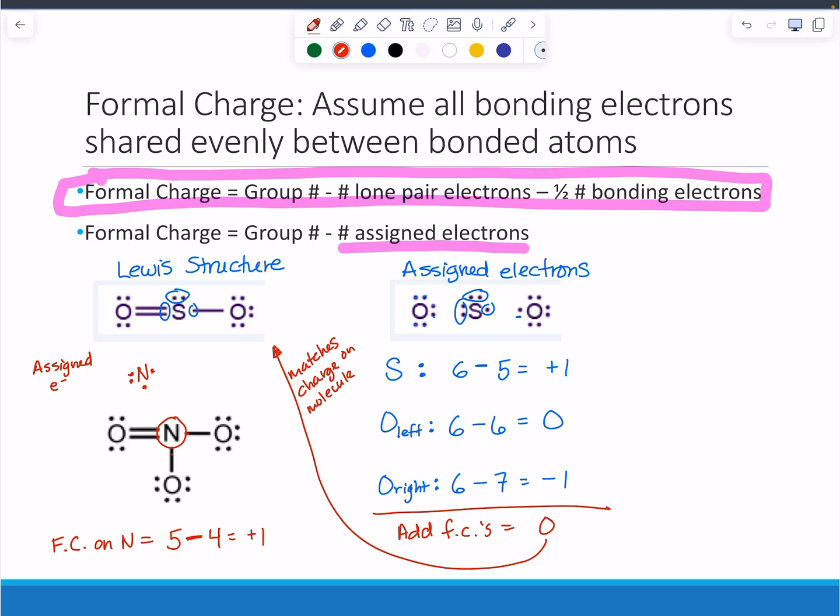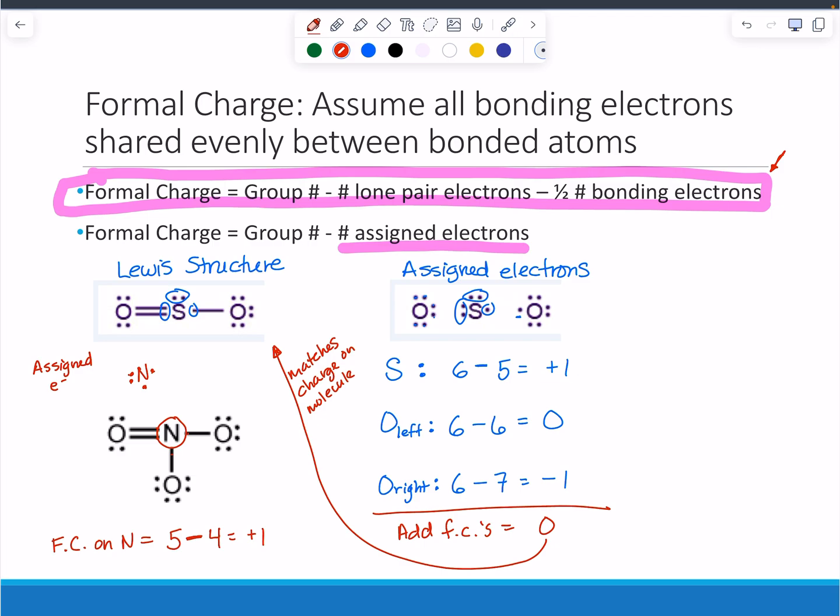So when calculating formal charges, do whichever way is easiest for you. You can remember this relationship, or you can take your Lewis structure and just look at it and say, okay, I'm going to count the electrons that are around that atom, remembering that we're only going to count one of the bonding electrons, okay? And then you're just going to take the group number and subtract the number of assigned electrons. So there's kind of two ways to think about it.